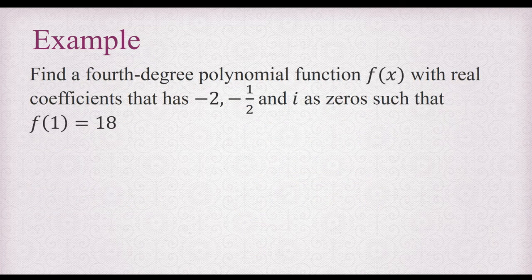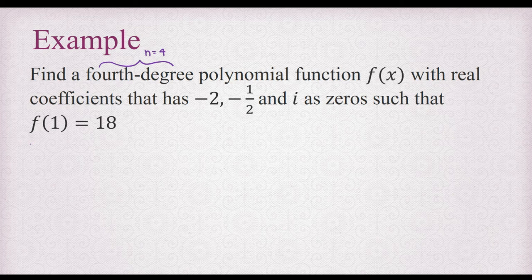Okay, let's try another example. It says find a 4th degree polynomial. So I know that n is going to equal 4 here. Our zeros are going to be -2, -1/2, and i. We know f(1) equals 18.